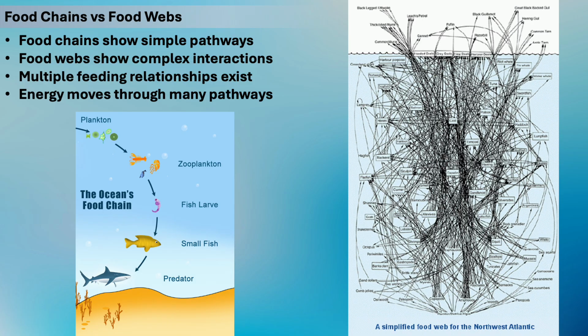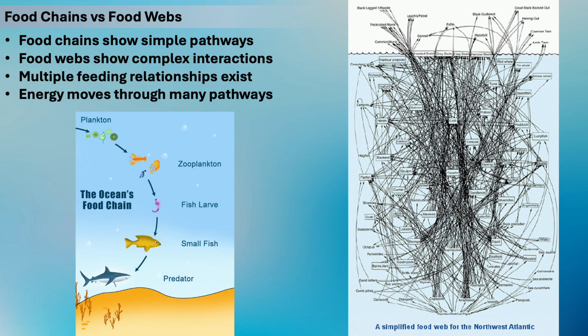When scientists first began studying ecosystems, they often described energy flow using food chains. A food chain is a simple linear representation of who eats whom in an ecosystem. For example, a basic food chain might show phytoplankton being eaten by zooplankton, which are then consumed by fish, which are in turn eaten by larger predators, such as a shark.